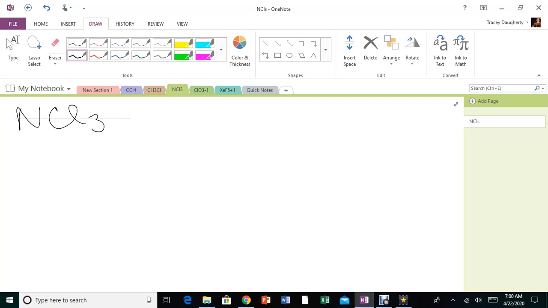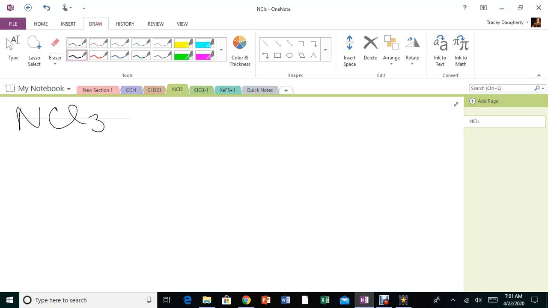So next I want to do NCl3. This one is an example of the last step that we do in the Lewis structure. And it's an example where we're going to have dots left over. We're going to have valence electrons left over. And when we have valence electrons left over, you put dots on the central atom.